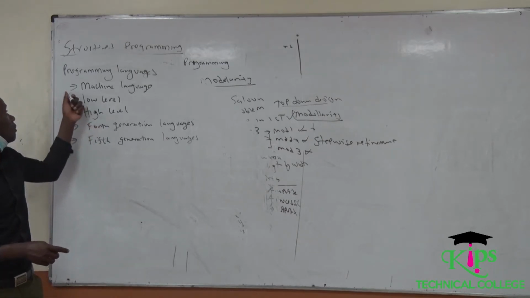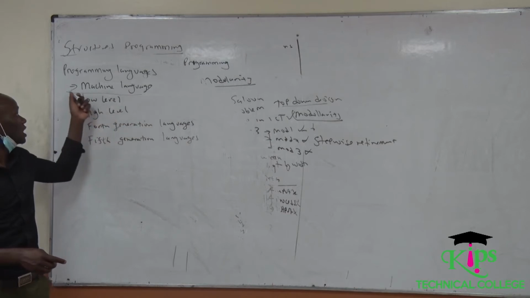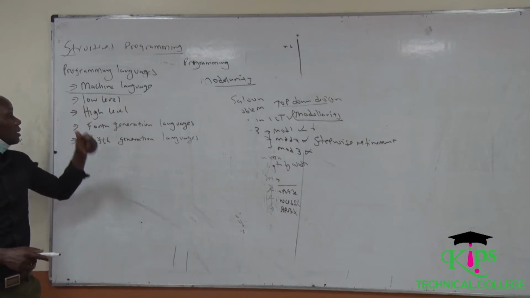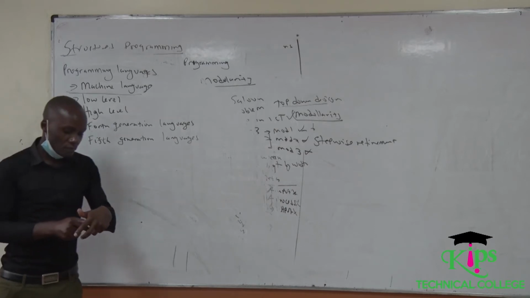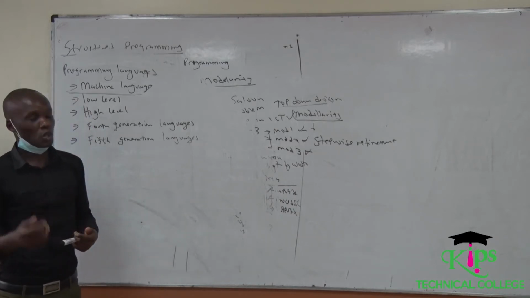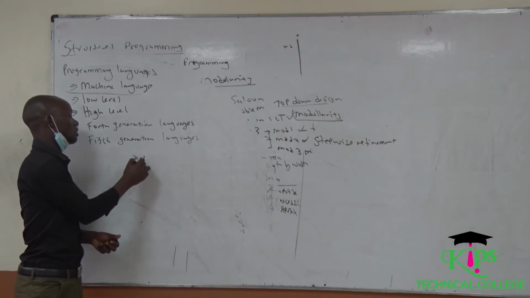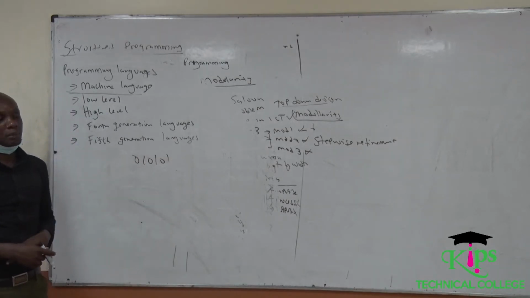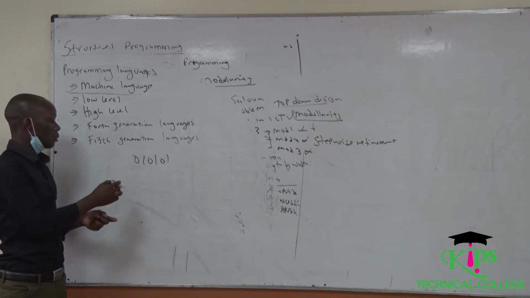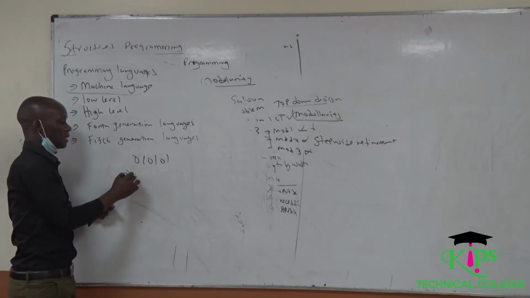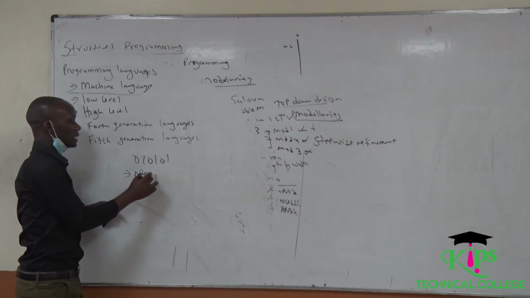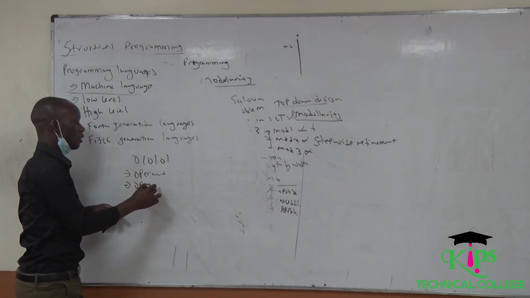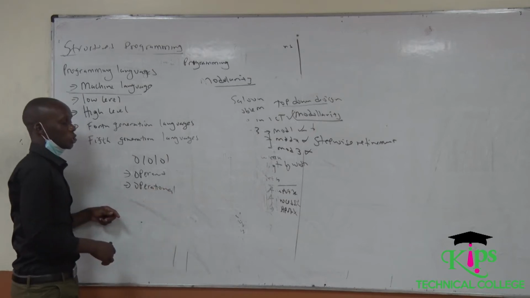We shall start with machine language. Machine language was the first one to be developed. Under this programming language, the programmer uses zeros and ones to write programs. Whenever you come up with a program, any general program has two components: the operand part and the operational part.